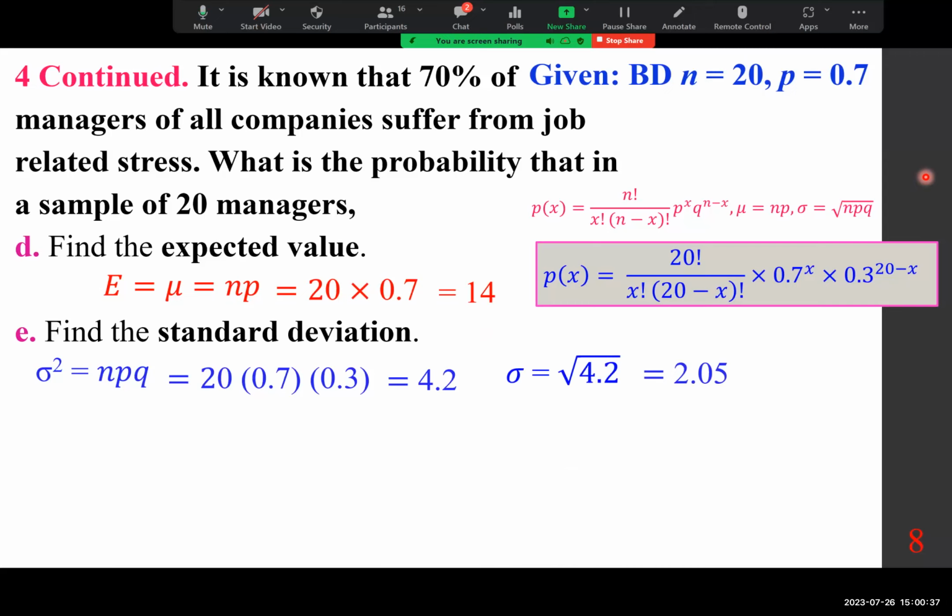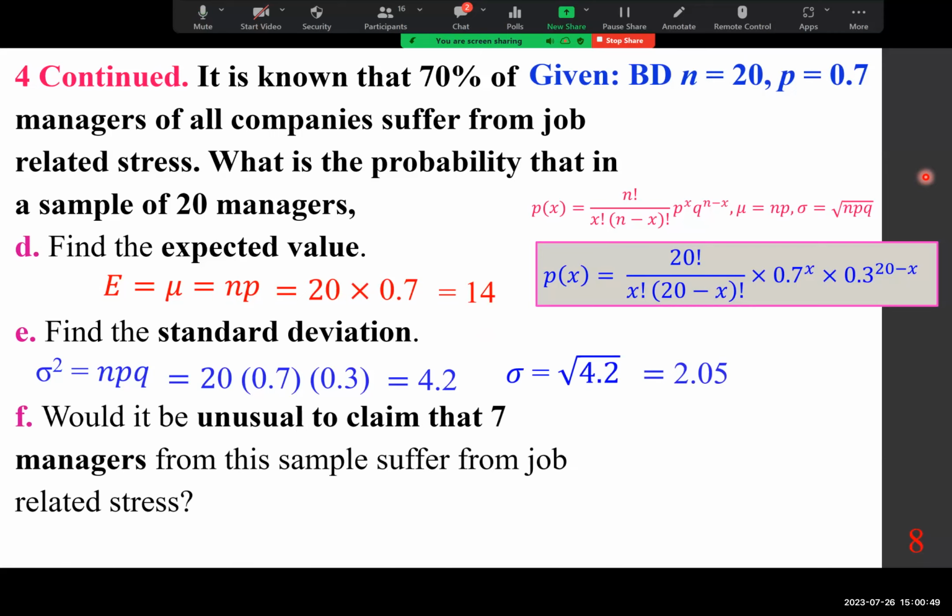But again, I can't emphasize this enough. You want to pay attention to however many decimals they ask you. Would it be unusual to claim that 7 managers from this sample suffer from job-related stress? Well, I hope you remember it was mu plus or minus 2 sigma. That's the range rule of thumb. Here's mu, here's sigma. You're going to multiply this by 2. When you subtract it from that number, you also will add it to that number.